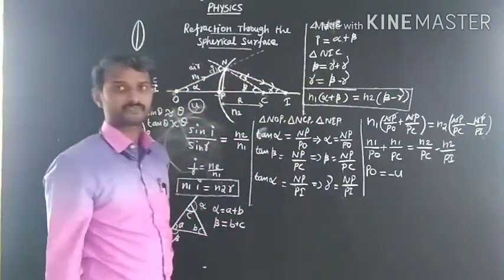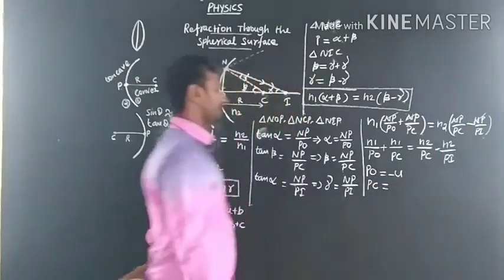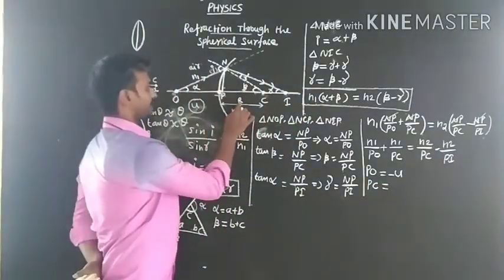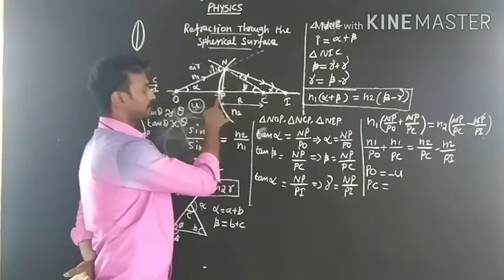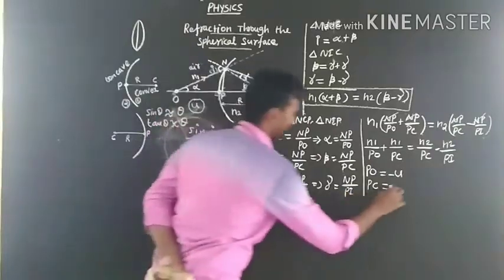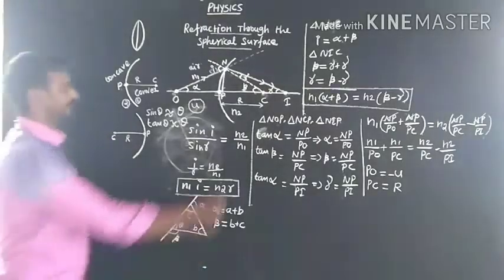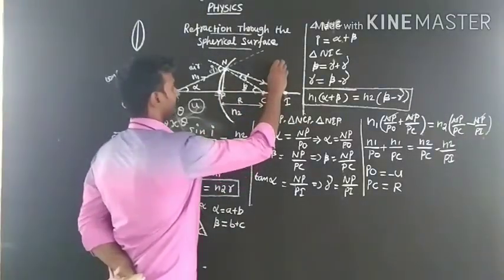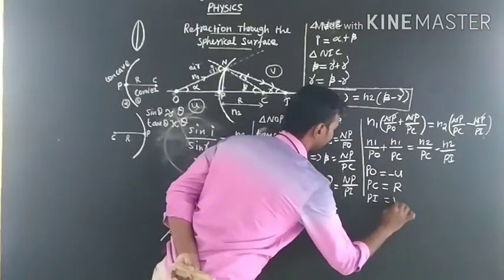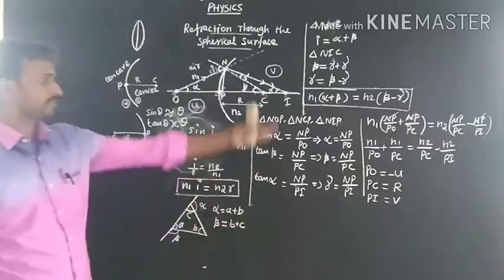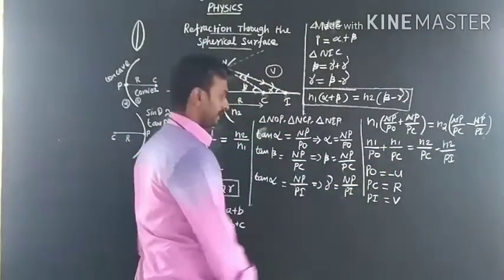And right. Next, what about PC? The distance from P to C is known as the radius of curvature. It is measured to the right side of the pole of the spherical surface, so it is taken as positive. So PC is equal to R. Then what about PI? It is the position of the image, denoted by v. It is also on the right side, therefore PI equals v. Then substitute these values into this equation.